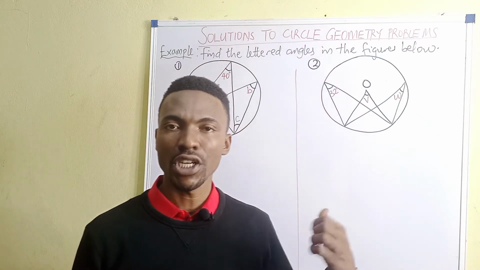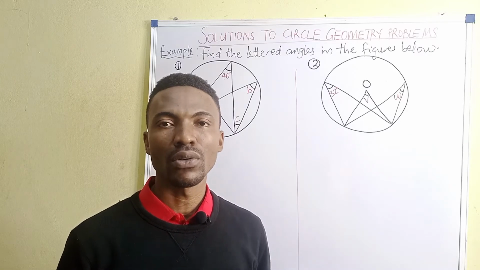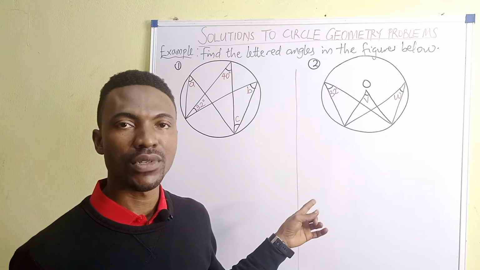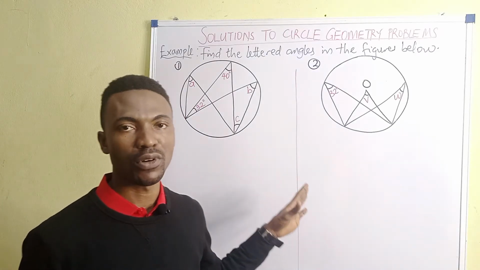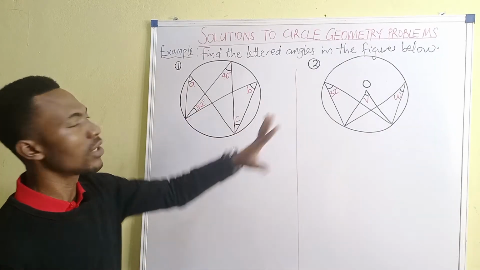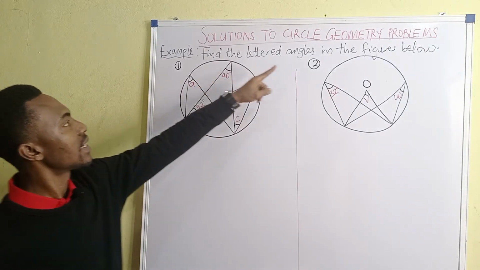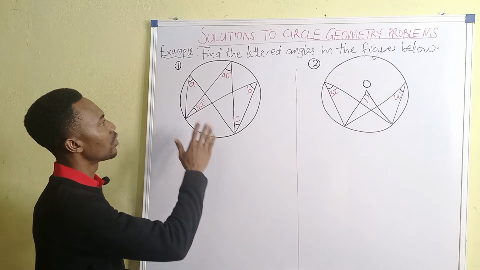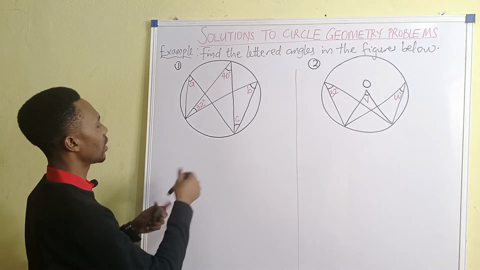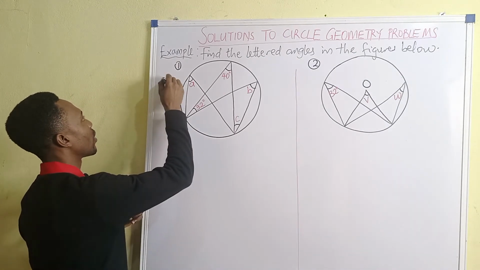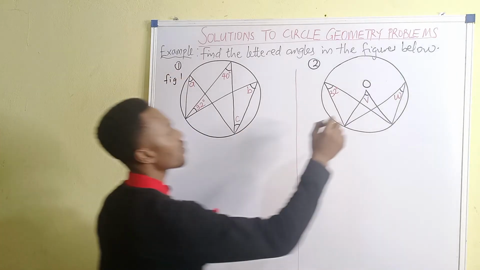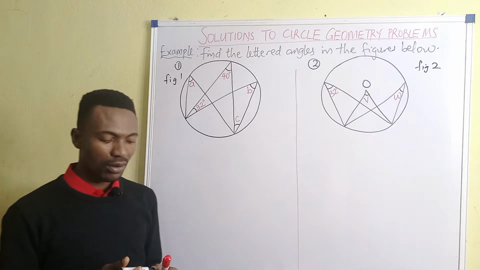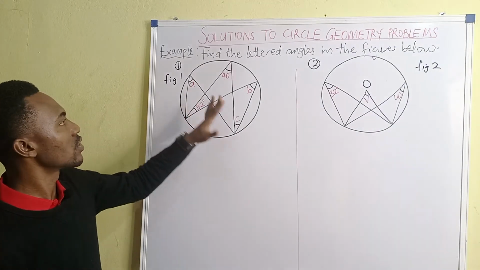Do well to check our previous videos on circle theorems, and we're going to be applying those theorems in solving these problems before us. So we have two problems before us. Find the lettered angles in the figures below. We have a figure here. This is figure 1, or question 1. I'll call this figure 2. Now, we're going to be finding the lettered angles in these figures.